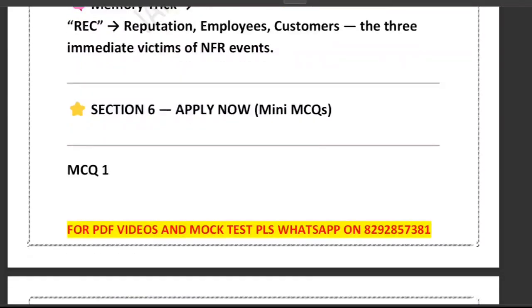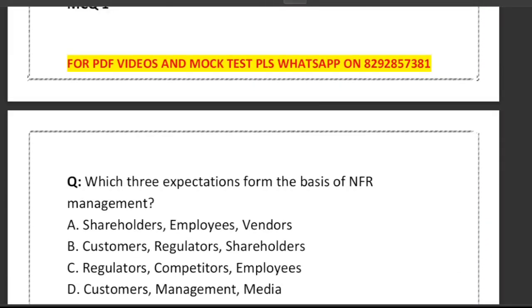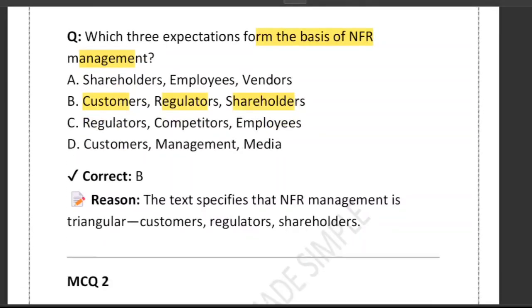Let's apply the concept to some MCQs. Which three expectations form the basis of NFR management? Options: shareholder, employee, vendor; customer, regulator, shareholder; regulator, competitor, employee; customer, management, media. Just now I told you about customer, regulator, shareholder. These are the three pillars, three corners, three sides of the triangle.